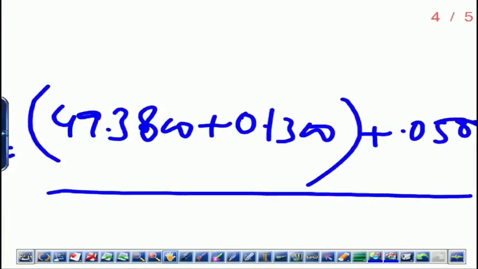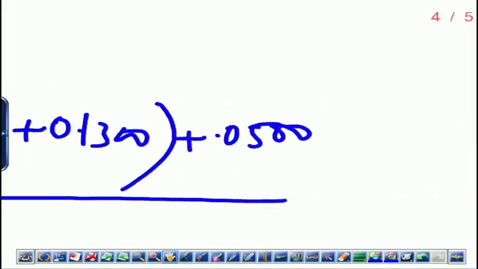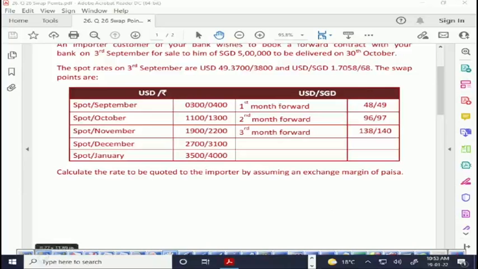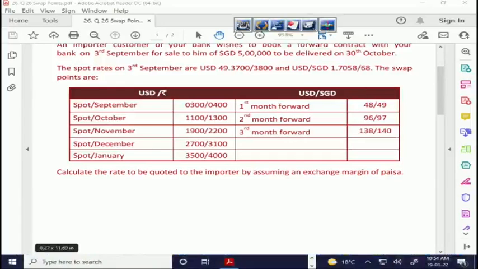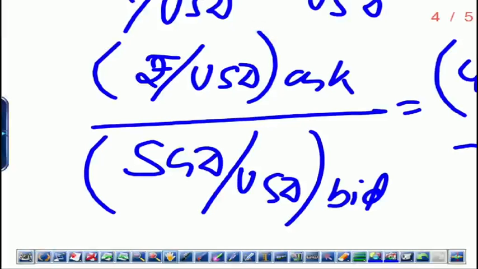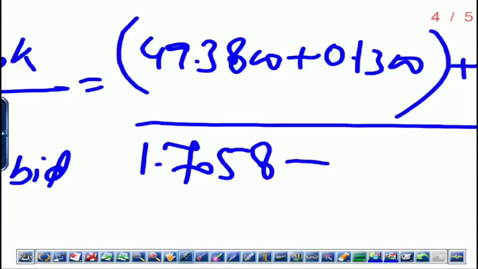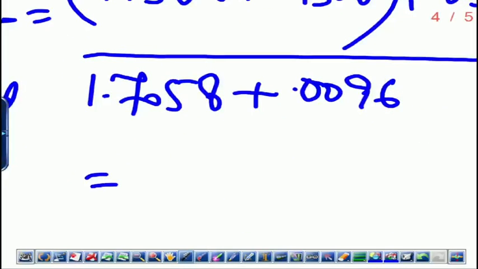I took the spot ask rate, I added the 0.1300, then I added the 5 paise margin. Nobody should give a doubt, why did you add it towards the end? It's given in paise, so it has to be adjusted to the rupee per USD. And for the bid rate which I want, SGD per USD, I see the bid rate is 1.7058 and the 2 month forward is 96. So 1.7058 plus 0.0096.